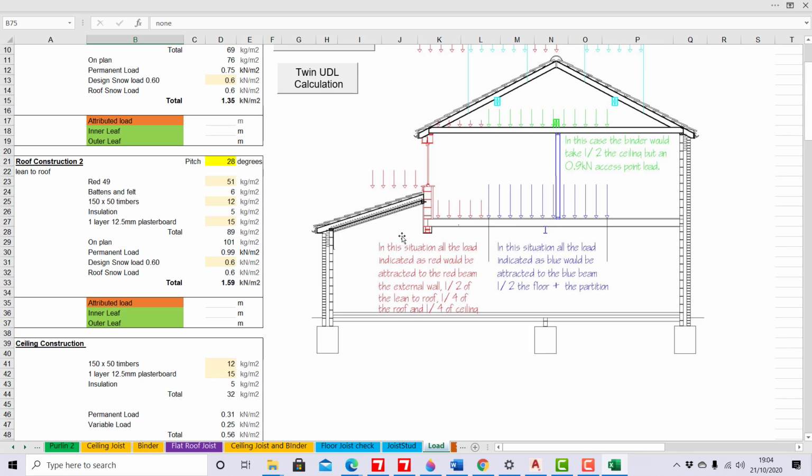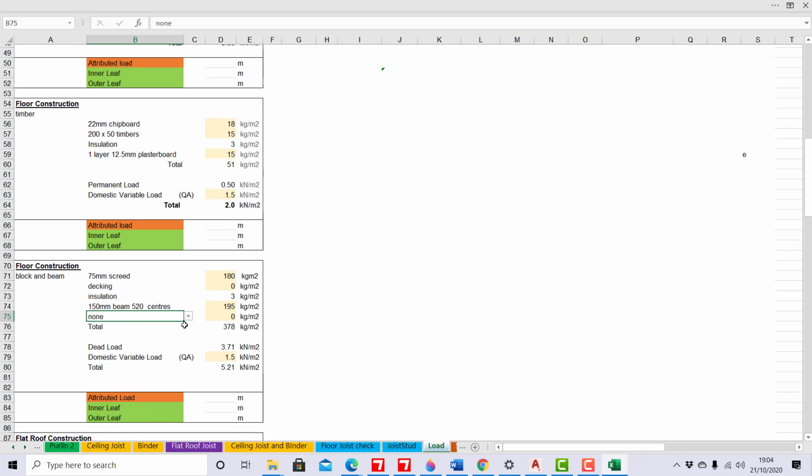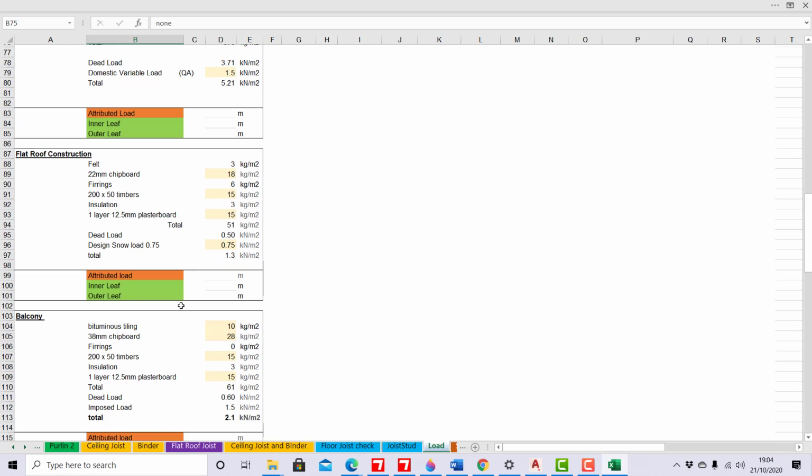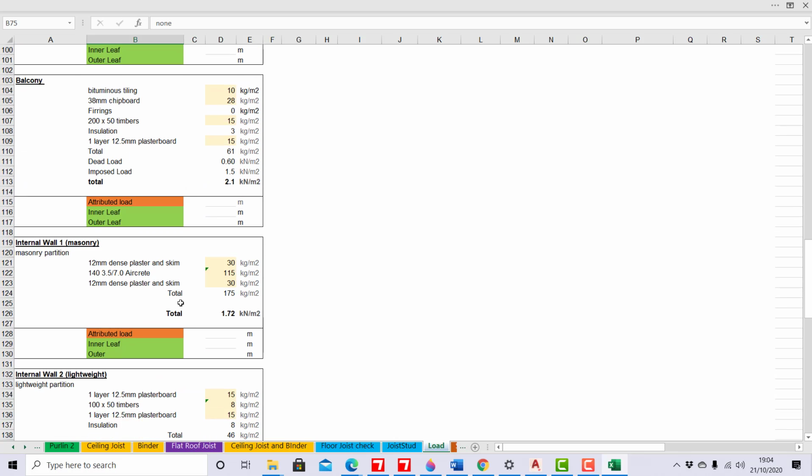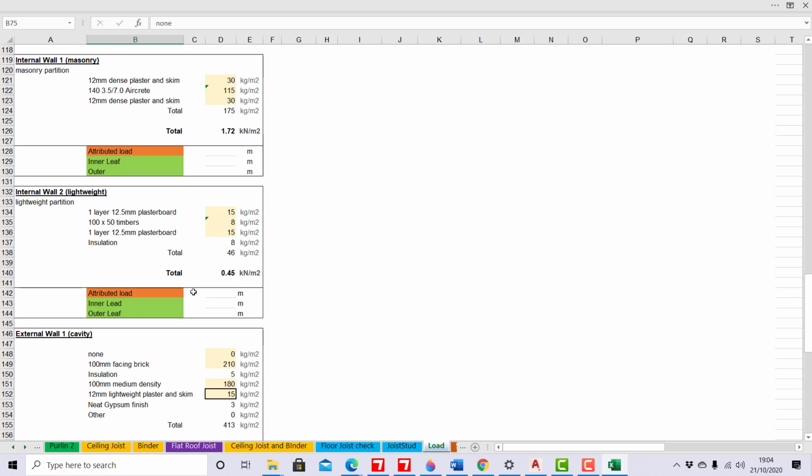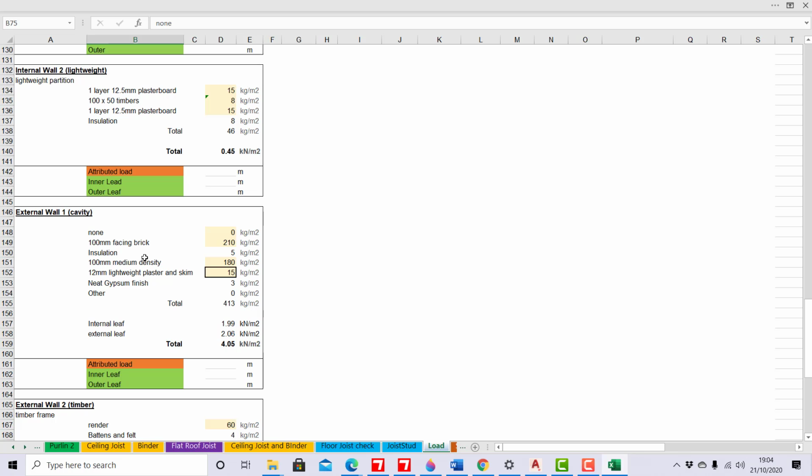And then the only thing that's left that's on there, we put the roof in, we put the ceiling in, we put the floor in, and now what's left is the external wall. So let's go down. Flat roof, it doesn't have one of them, doesn't have a balcony. Internal masonry, no. Internal lightweight, no. External wall cavity, yes. Now, it's facing brickwork, but it could quite easily be rendering. We'll put render on there.